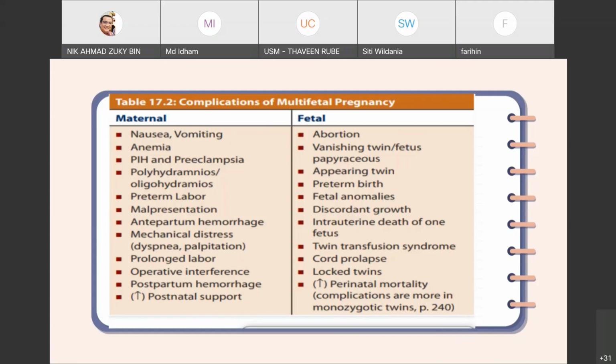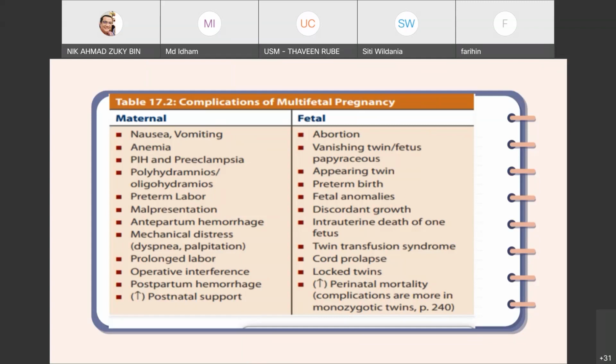And then there will be an increase in pregnancy-induced hypertension and preeclampsia, and also polyhydramnios, because the two fetuses are urinating, so there is much more amniotic fluid. And also preterm labor frequently occurs, and the mean gestational period for twins is 37 weeks. Preterm labor happens because of over-distension of the uterus.